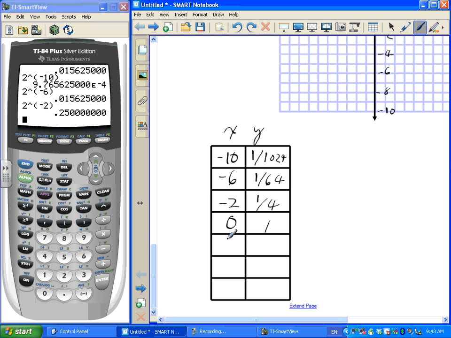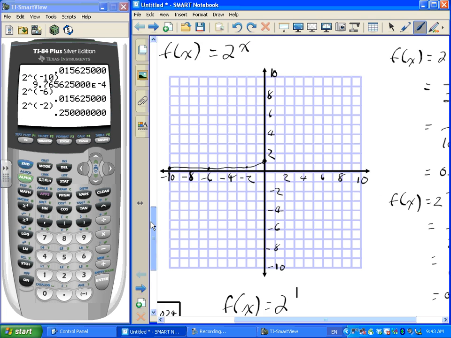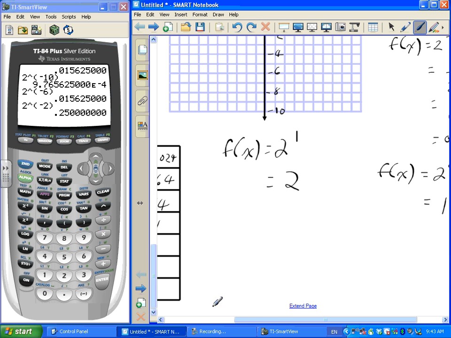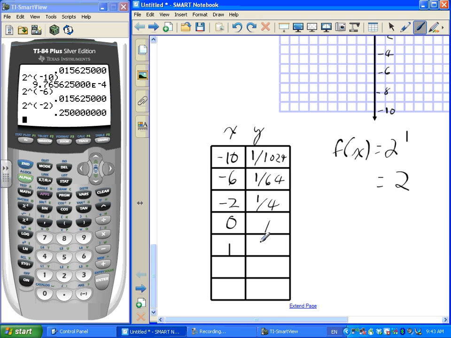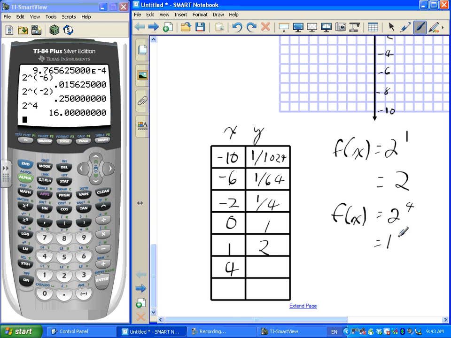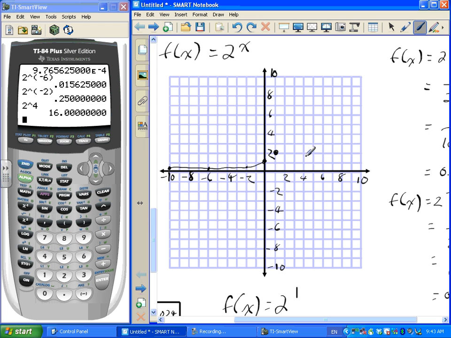Let's look at when x is 1. So when x is 1, we have f at x is equal to 2 to the power of 1. What's that going to equal? Real simple. I'm going to be at 2. Okay, again, I'm going to jump ahead. What about at 4? F at x equals 2 to the power of 4. Anyone know? It's a question on your test? Good. 16. Already, if you guys notice, when I'm at 4, I'm not even on this graph.